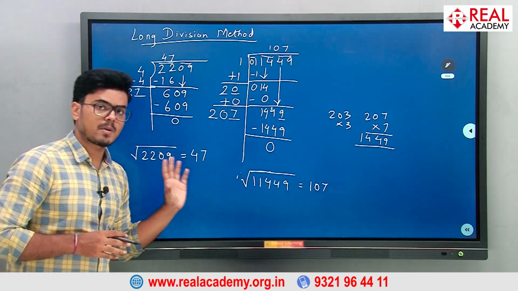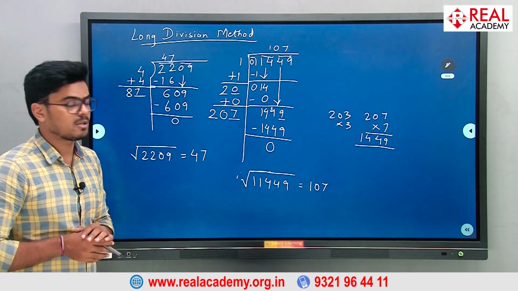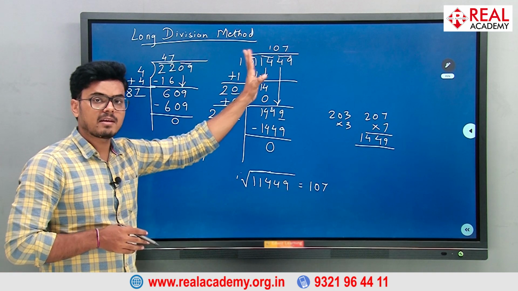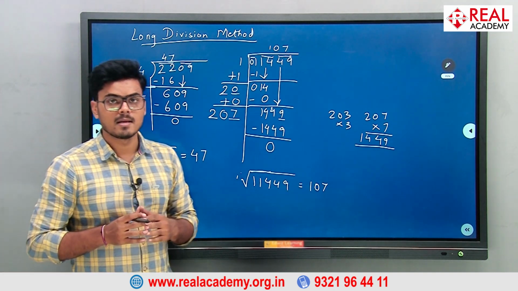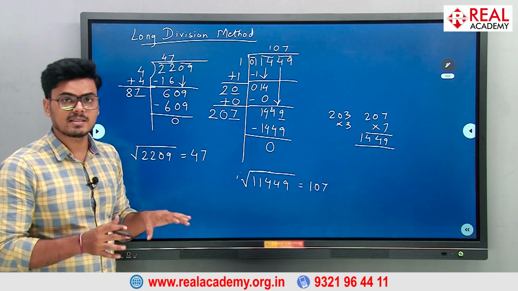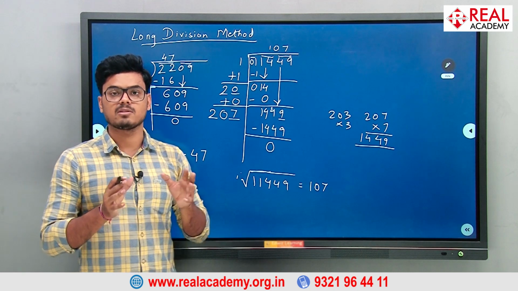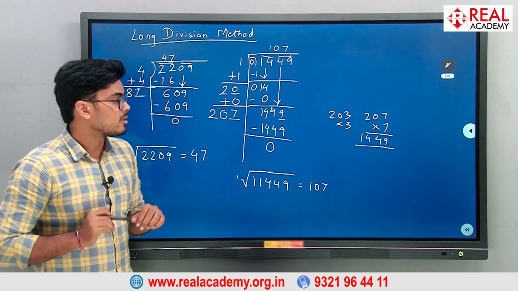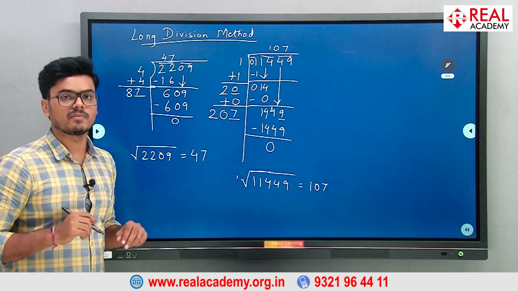So we saw two examples where we found the square root by long division method. Now in this example, pairing was not happening. Now let us look at one more example. I told you earlier that by using this method, we can solve the square root of any number, even if it is not a perfect square. Okay, so let us try to find the square root of a number which is not a perfect square.